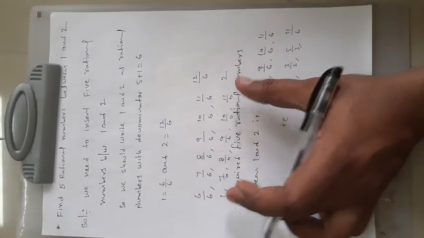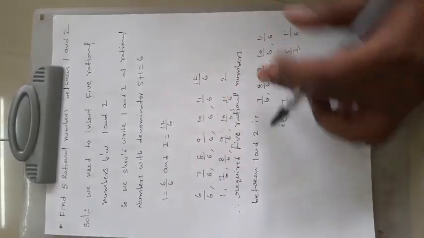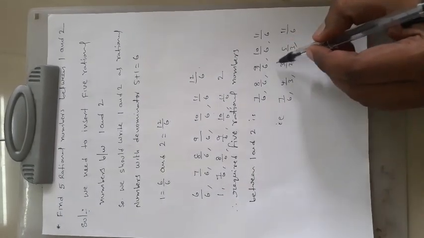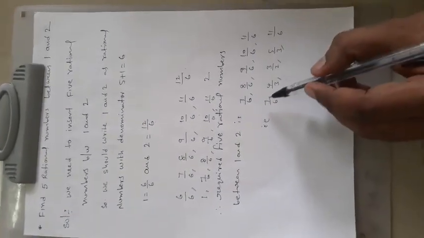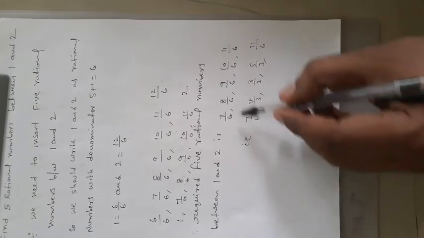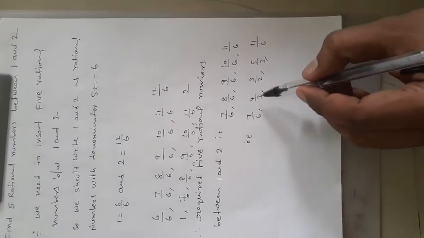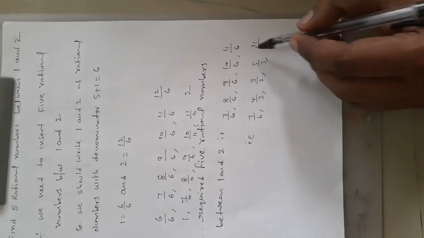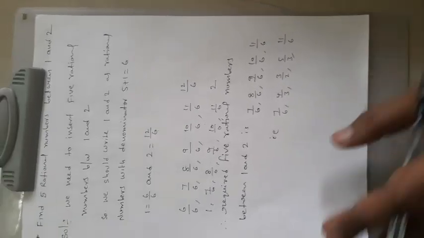So between 1 and 2 I inserted 5 rational numbers: 7 by 6, 8 by 6, 9 by 6, 10 by 6, 11 by 6. Just these are not converted to standard form. In standard form they are 7 by 6, 4 by 3, 3 by 2, 5 by 3, 11 by 6. This is one example.